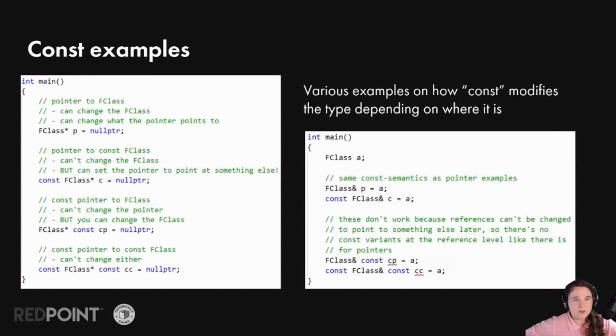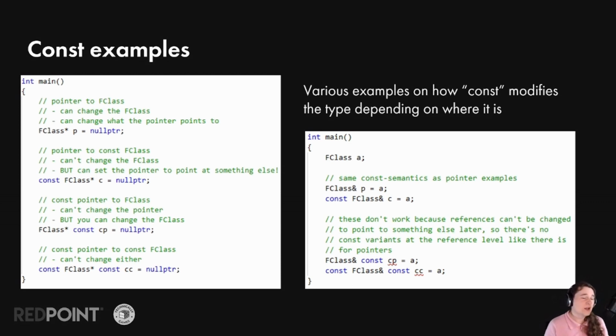Const examples, right? These are various examples of how const modifies the type depending on where it is. In the top example, we have a pointer to an F class. You can change the F class and you can change what the pointer points to. If we have a const F class pointer, it means the F class is const, you can't change it, but you can set the pointer to something else. I could change the pointer to point at a different const F class. If we have an F class pointer const, this is fairly rare, we don't see this super often, it means you can't change what the pointer points to, but you can change the F class that is being pointed to, right?